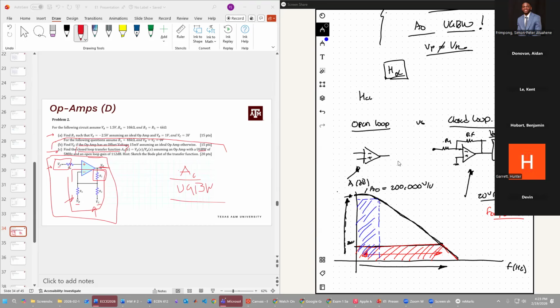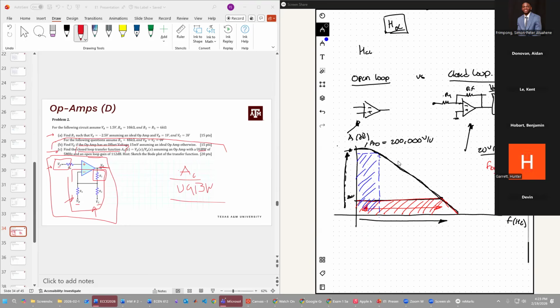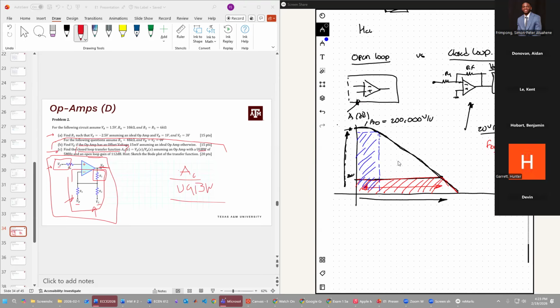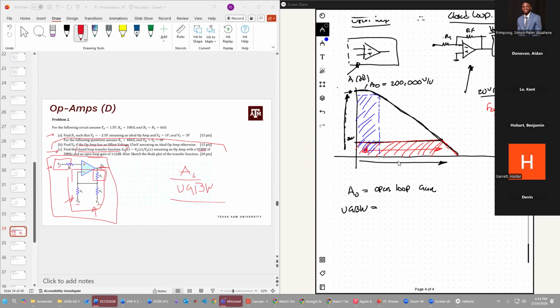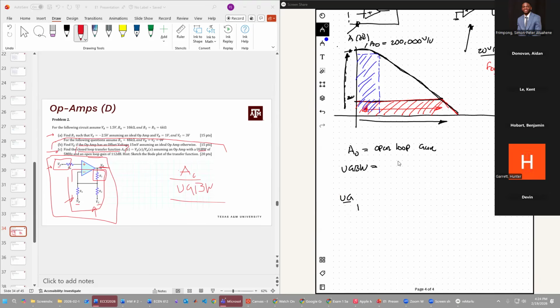So the open loop characteristics are often given as a graph, or as some parameters, like A0, which is the open loop gain, and the unity gain bandwidth. The unity gain bandwidth, very simply, is unity gain and bandwidth, so you can break it down. Unity gain is where the gain is equal to 1. And then the bandwidth is the available frequencies, the frequency range, right?